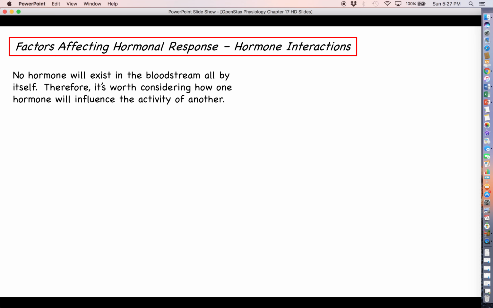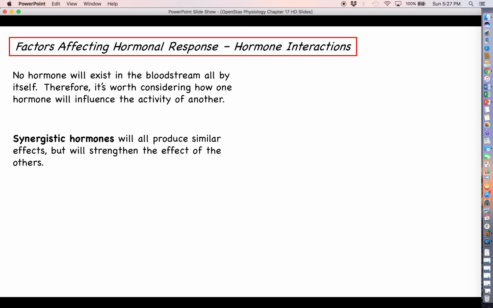So we're going to talk about all these hormones on a one-by-one basis. But the important thing to understand is that the bloodstream does not contain one hormone at a time. The bloodstream at any given time is going to contain dozens of different hormones. And we would be remiss or naive to think that each one of those hormones does not have any effect on the other hormones that are also present in the blood at the same time. So one hormone can definitely have a strong effect on how another hormone does its job. And that's what we're going to try to understand here.